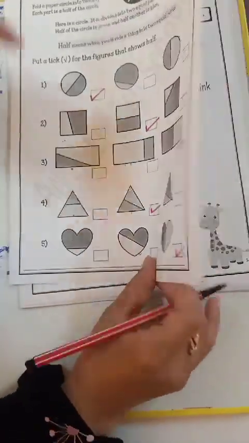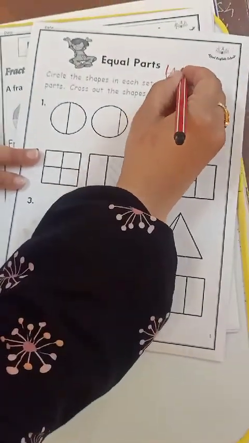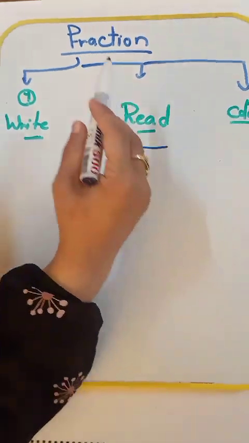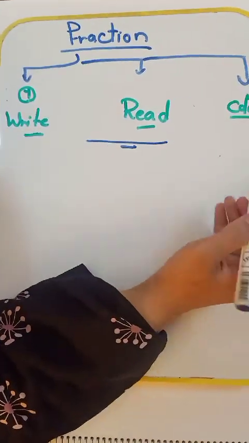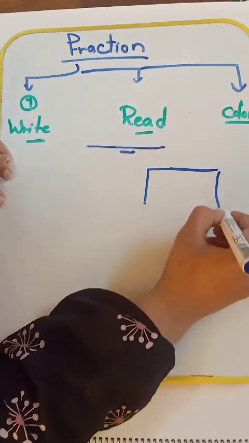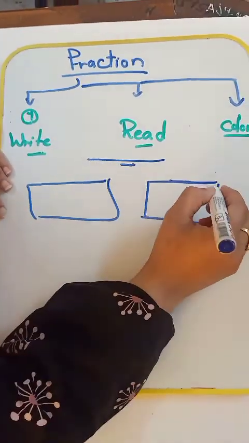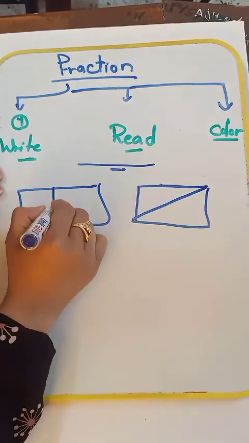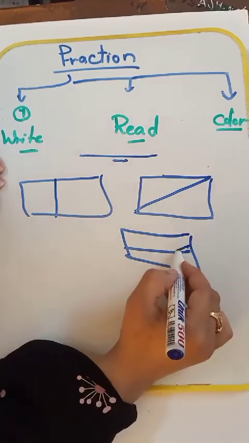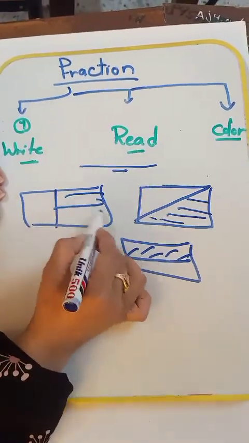The next page, page 4, homework. Now we will start. What is the meaning of the fraction? If we have any shape like this, a rectangle, if I cut it into equal parts, any part is called the fraction. Any part from this is called the fraction.